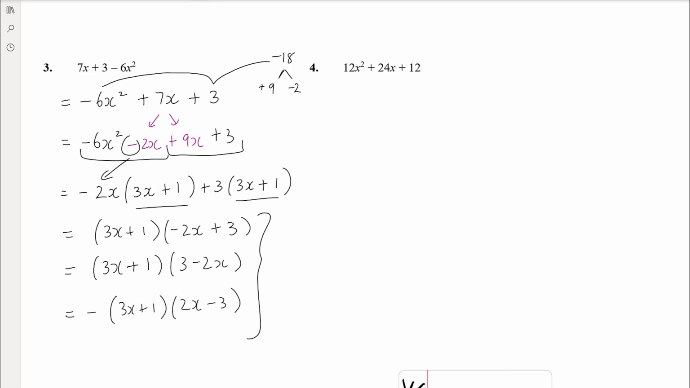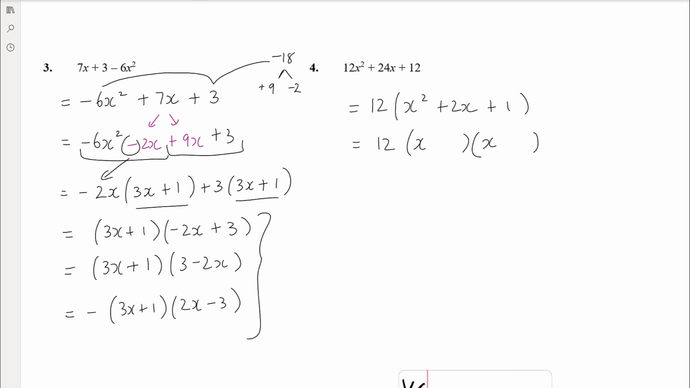Okay, part 4. Everything's in order, but the first thing that's screaming at me is there's a common factor of 12. So if I take out the 12, I get x squared plus 2x plus 1, and I have a monic quadratic, so I don't need this lengthy process. Okay, straight away I can write down my answer here, because when it's a monic quadratic, I know it's just going to be x plus a number, x plus a number.